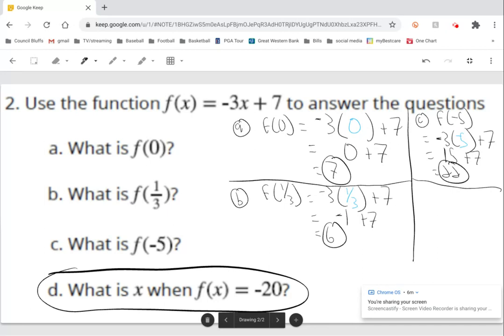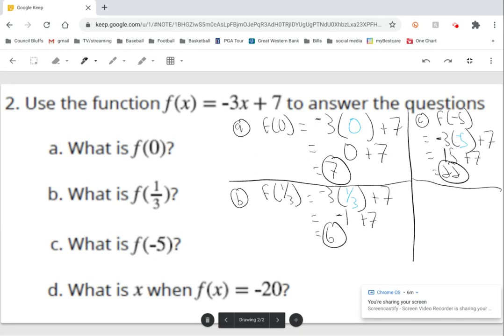Part D, they're telling us the opposite. They're asking us to figure out what value of x you plug in to get an answer of negative 20. So in part D, they're doing the reverse. They're telling us that the answer is negative 20. And they are asking us what value of x do we need to plug in to get an answer of negative 20.